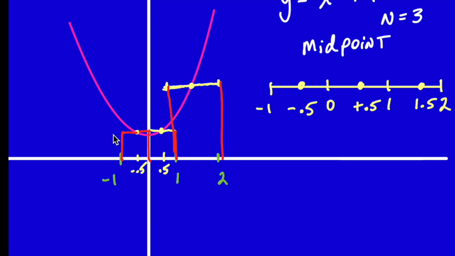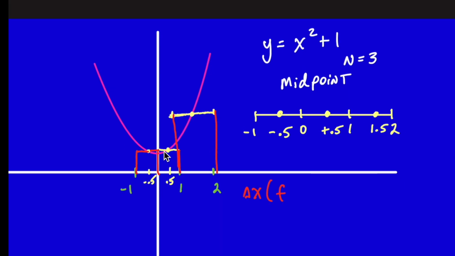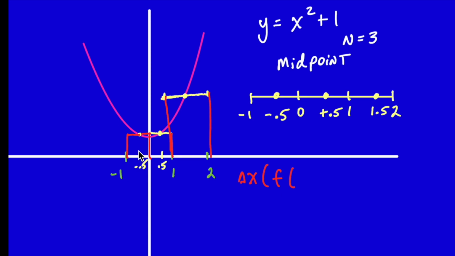and now we could talk about the math. So the math is going to be delta x times each of these f of x's. And what are the f of x's going to be? It's going to be f of -0.5 plus f of 0.5 plus f of 1.5. That will get you the estimation using the midpoint formula in this scenario.